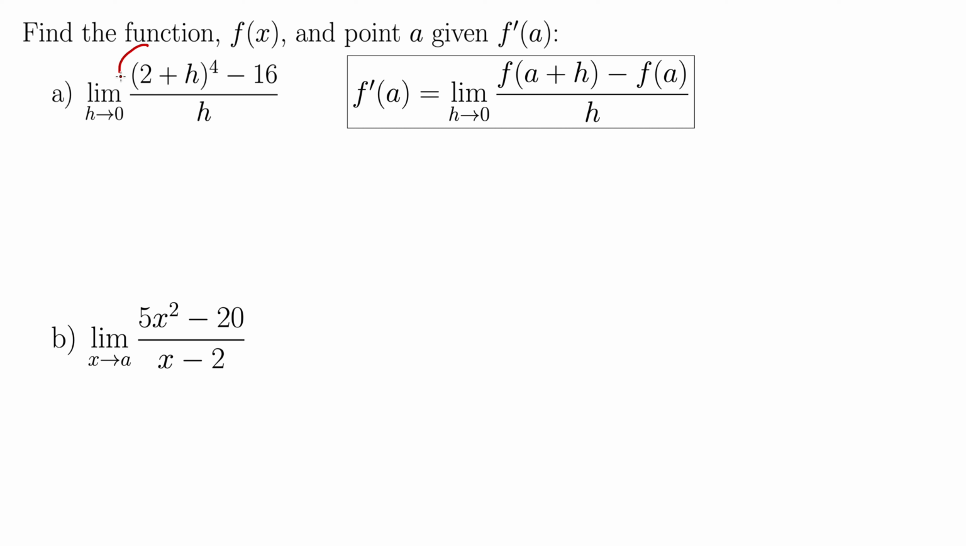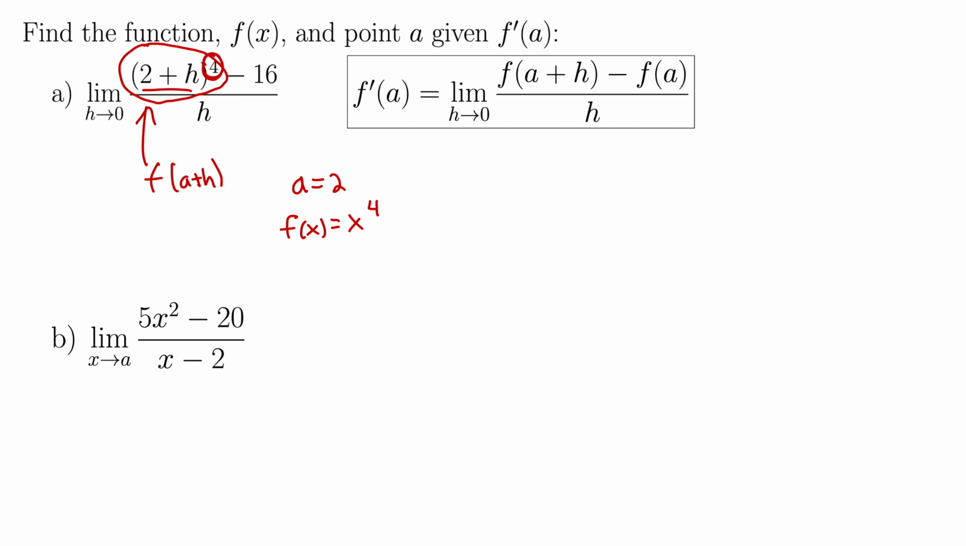So here's the function. Right here we can tell this is f of a plus h, right? That must be f of a plus h. So then it looks like a must be 2. So a is 2. And the function must be f of x equals, we want a plus h to be the thing inside the function, so I'm thinking the function is x to the fourth.